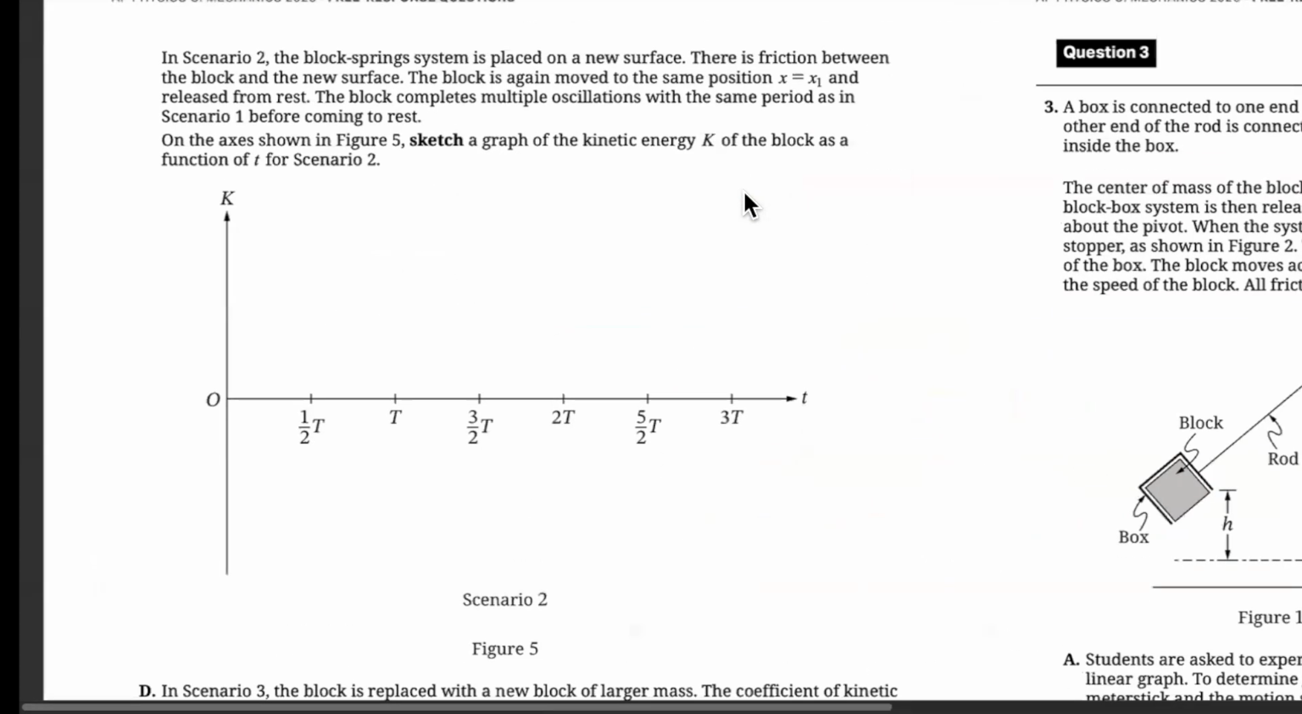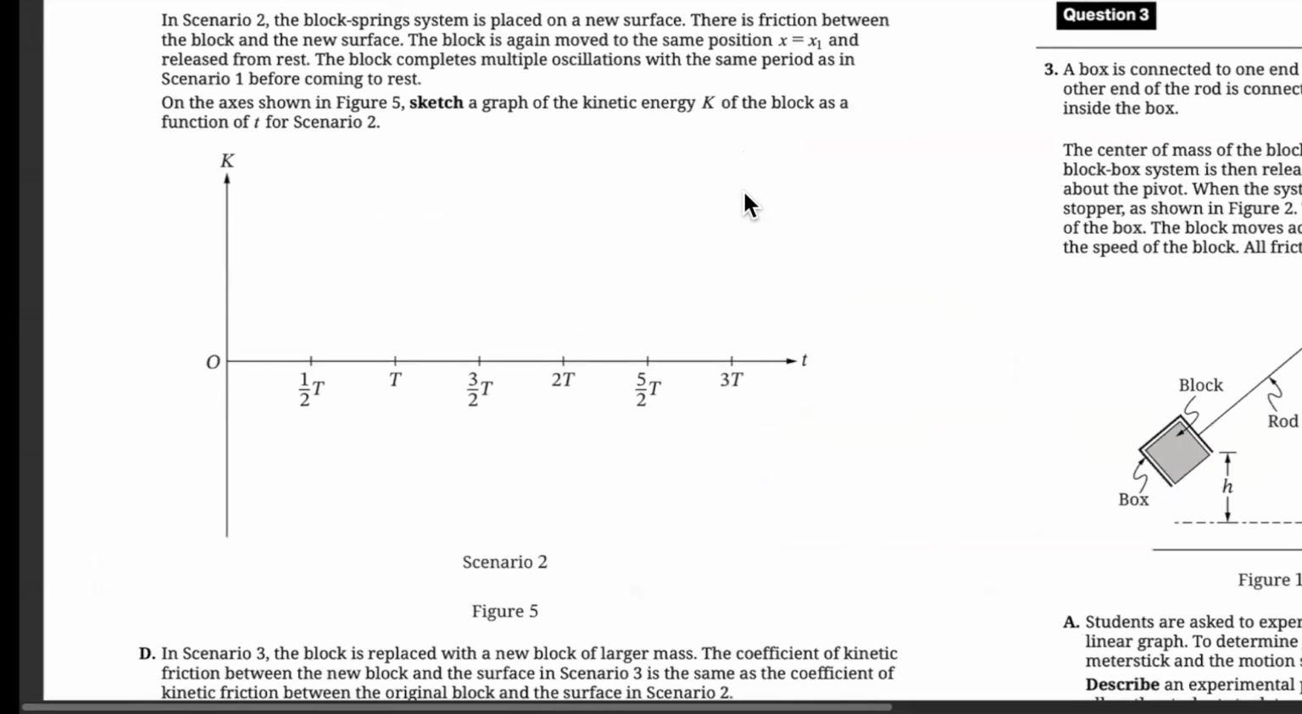All right. In scenario 2, you have the same surface and there is friction, and it completes multiple oscillations with the same period before coming to rest. And you have to draw the kinetic energy as a function of time. So it's still going to start at rest, with no kinetic energy, but you won't go up to the same amplitude every time. This is actually pretty easy.